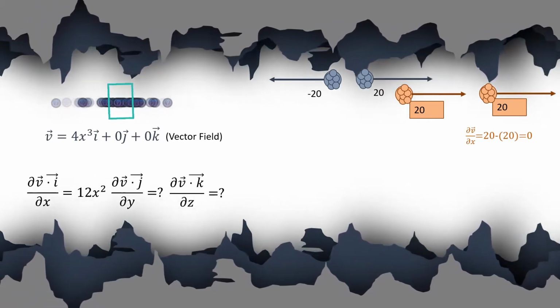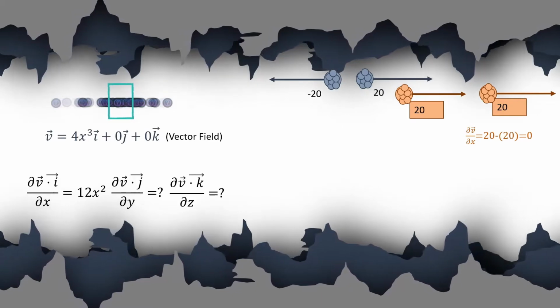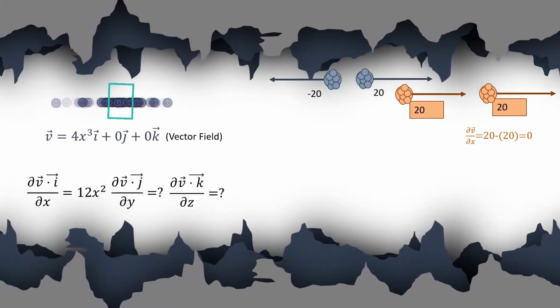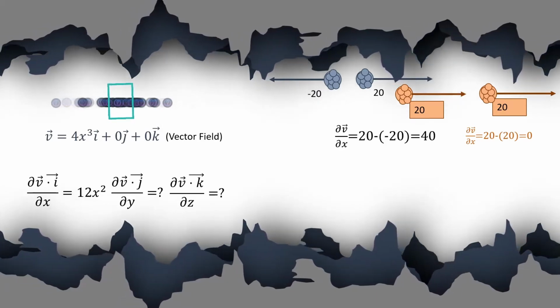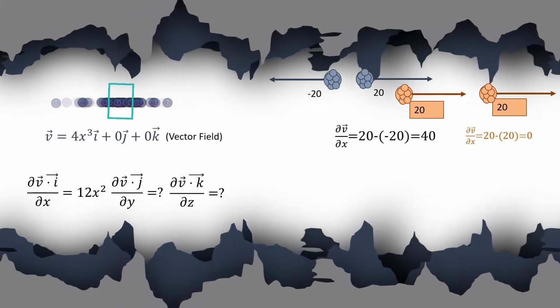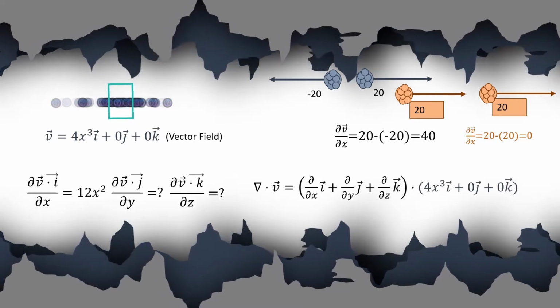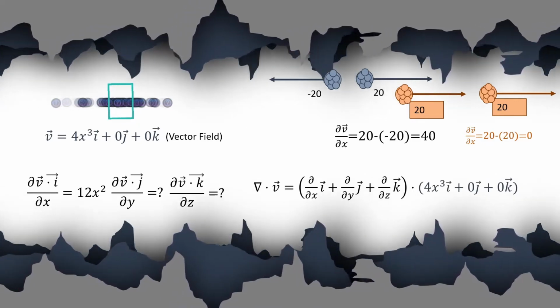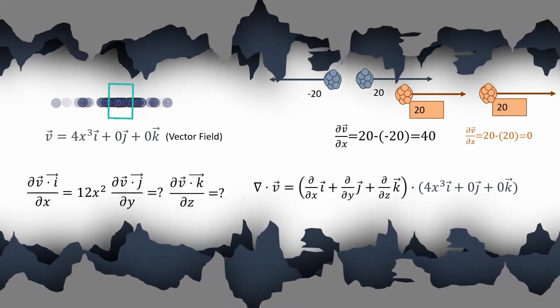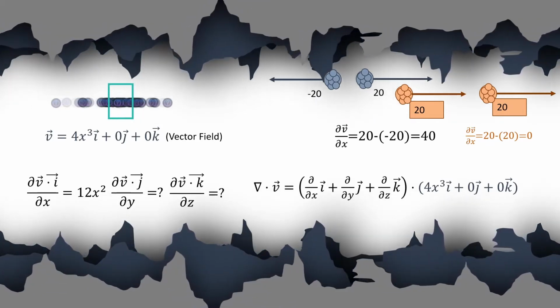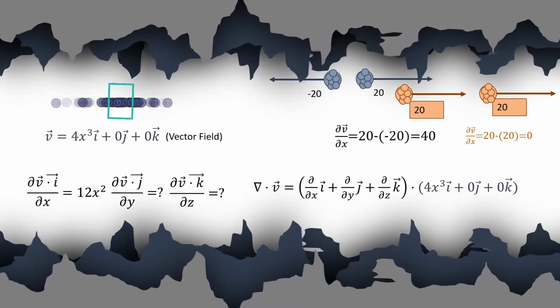For example, let us take the center point of the flow. 20 packets of the fluid are leaving in the minus x direction and 20 packets are leaving in the x direction, and the total packets leaving is 40. And the sum of how the x, y and z components vary is called the divergence. The divergence tells us how much the point acts like a source or a sink.